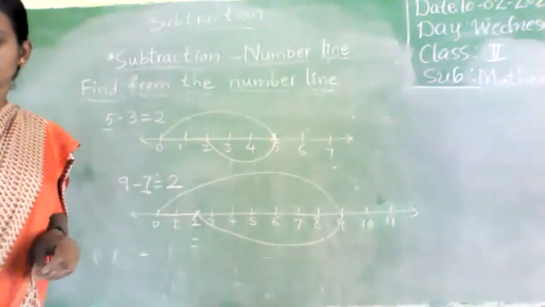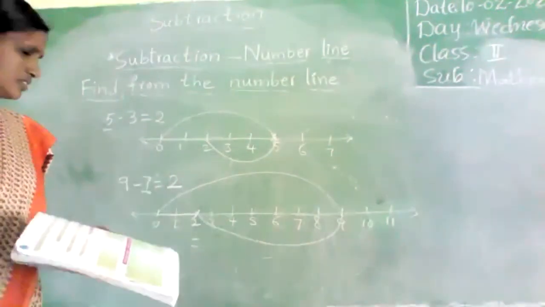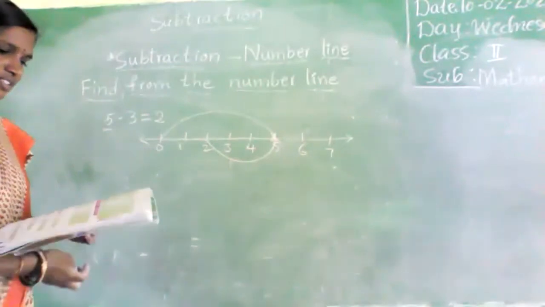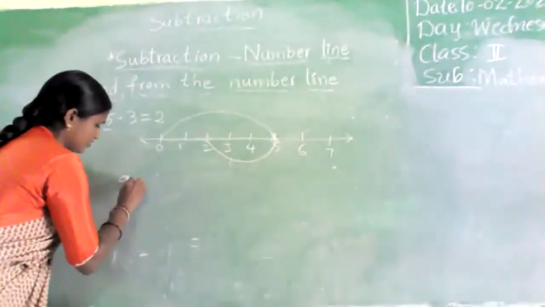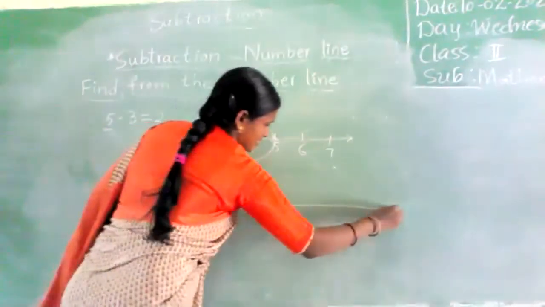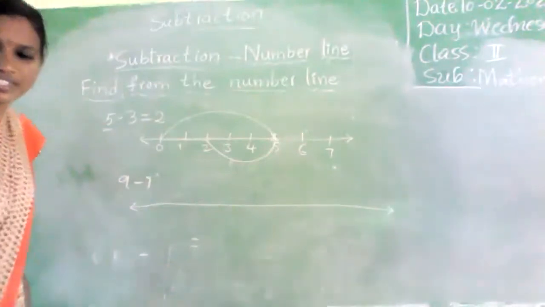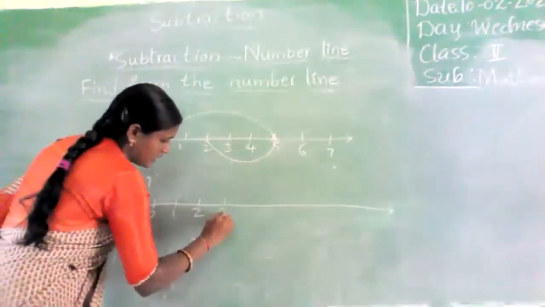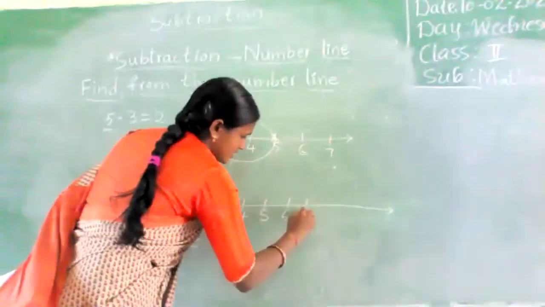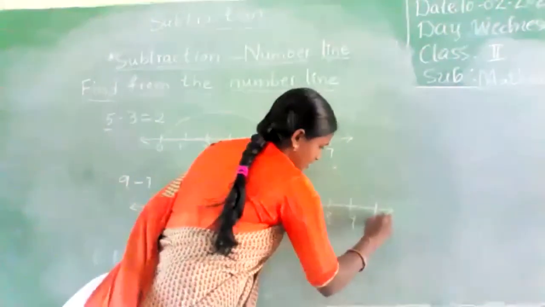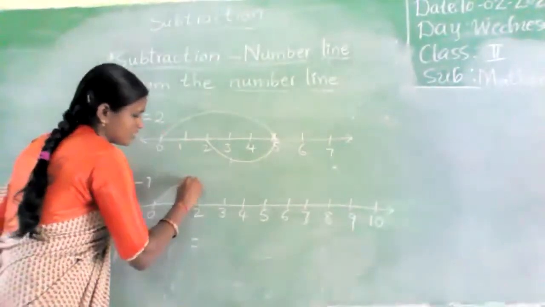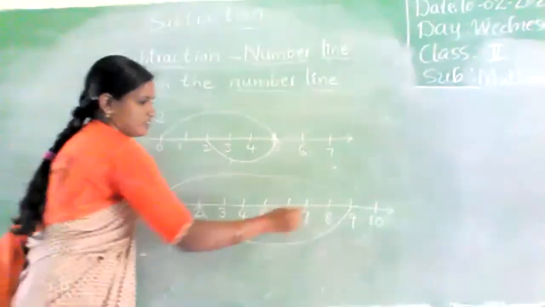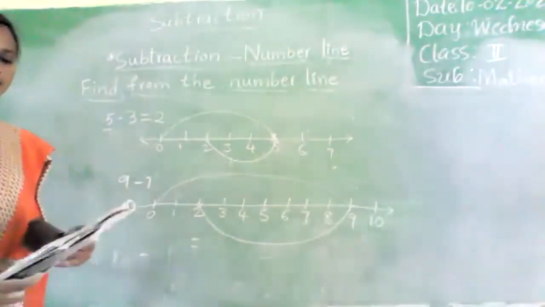Okay, draw in your textbook. See, draw like that only. 1, 2, 3, 4, 5, 6, 7, 8, 9, 10. Yes. First mark 0. From 0 to 9. Next 7. Draw like this in your textbook only. Okay?